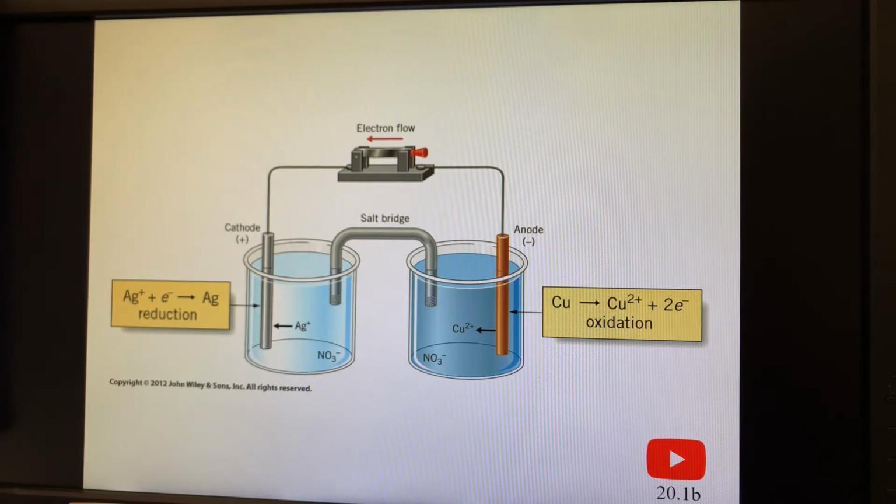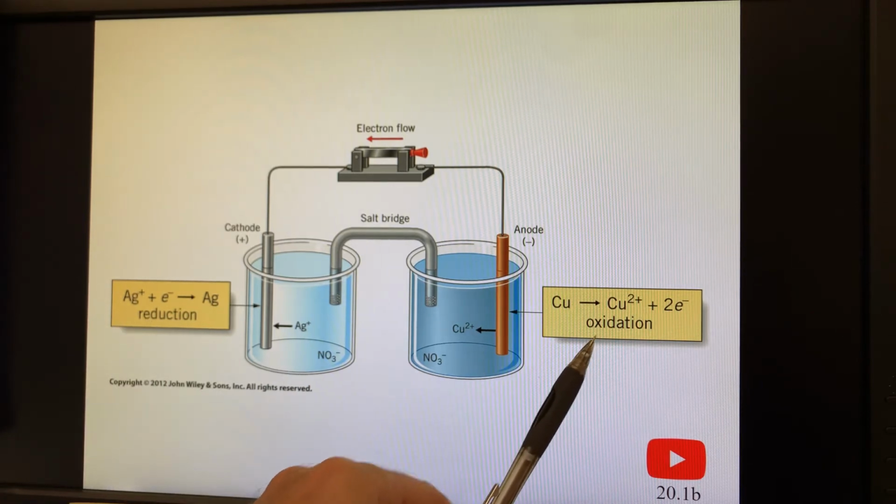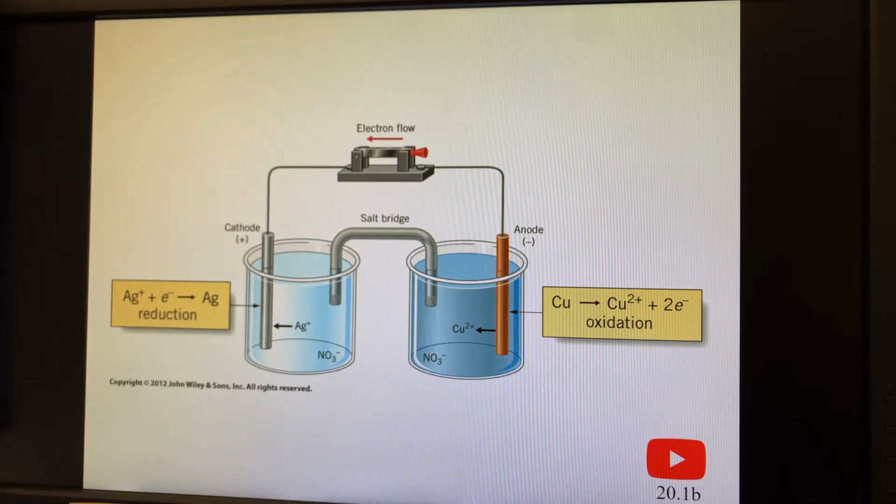Okay, so this is just a cartoon image of another galvanic cell. This one is with silver and copper. In this case, silver's getting reduced and copper's getting oxidized. That's different from the last example where copper was getting reduced. So that just has to do with the ability of different metals to get oxidized or reduced.